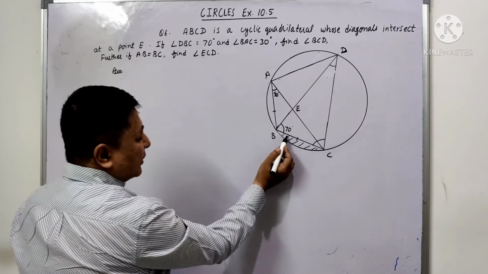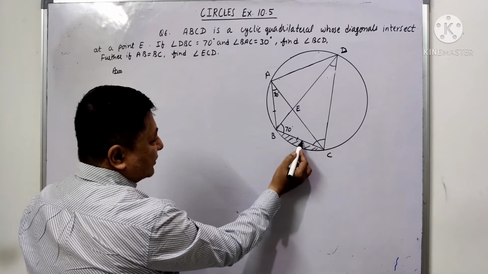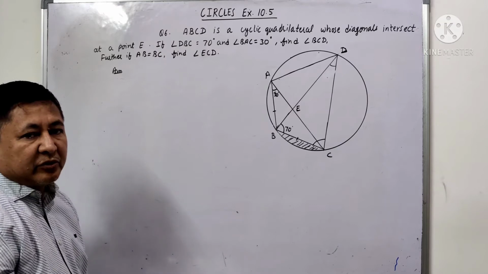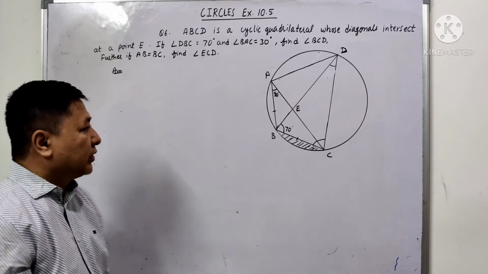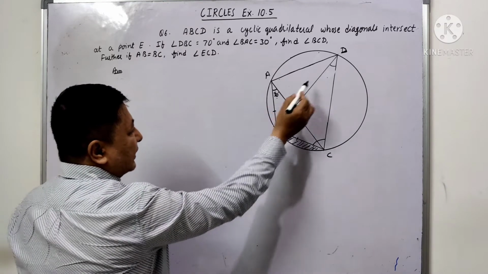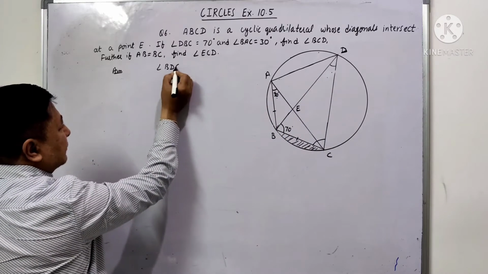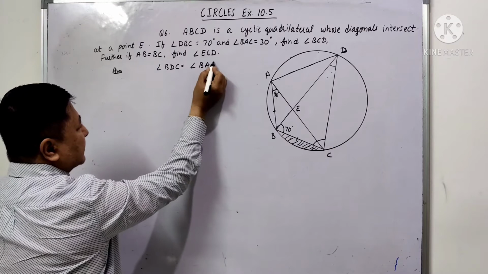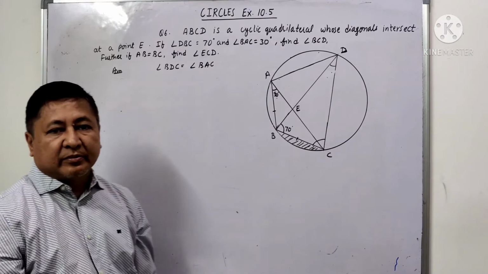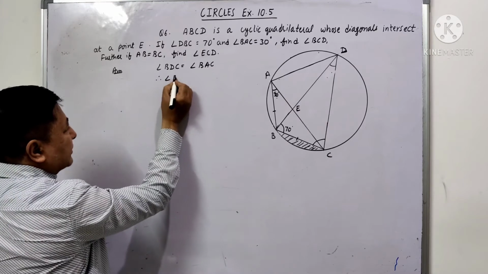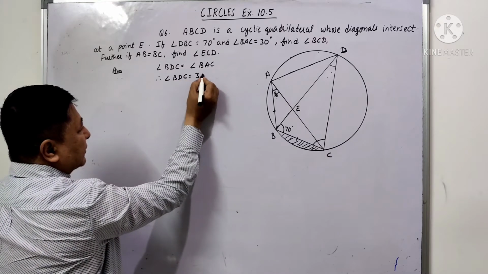If you see below this line, this is a minor segment and the rest of it is a major segment, and we know that angles in the same segment are equal. So this angle and this angle will be equal. That is, angle BDC will be equal to angle BAC, as angles in the same segment are equal. So angle BDC will be equal to 30 degrees.